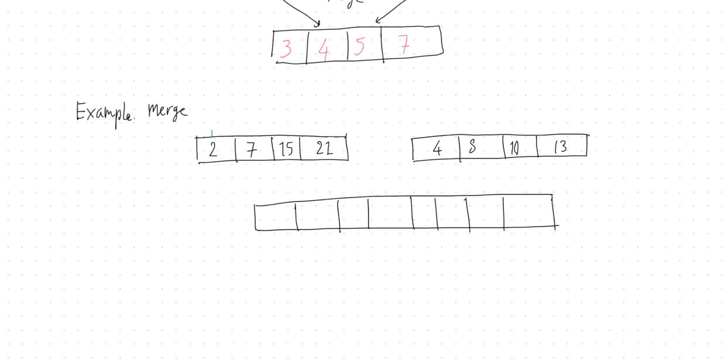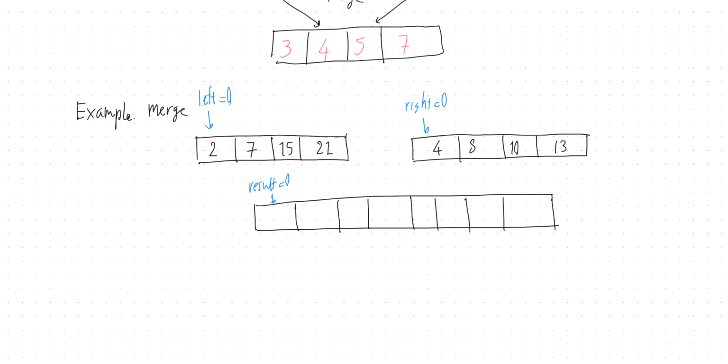So I'm going to have a left index. I'm going to call this just left. So we have a left index that originally is 0, and then a right index, or if you're more comfortable with pointers, you can use pointers as well. That is originally 0. And then I have a result index that is also 0 for copying. Okay, now I compare these two, 2 and 4.